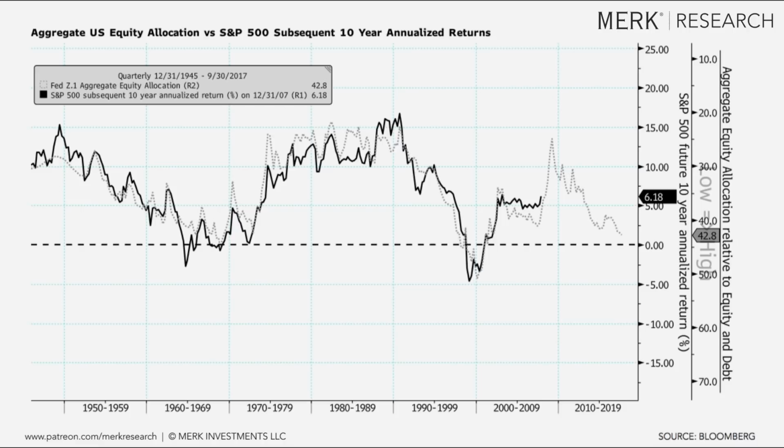What would get me positive is to see the equity allocation proxy, this dotted gray line here, move to reflect a 30% allocation or lower. So this is an inverted axis here, and if we saw that dotted gray line move through that 30 level, that would get me positive on this picture. That would most likely only happen after a substantial bear market in stocks, but in any case, an allocation reading above this level might suggest that subsequent 10-year annualized returns could be above average for the S&P 500.